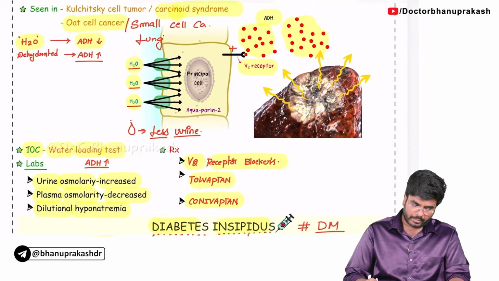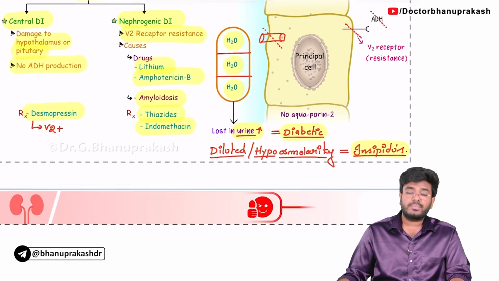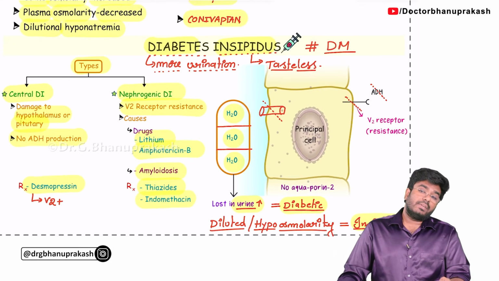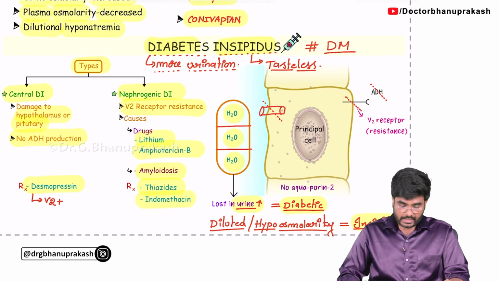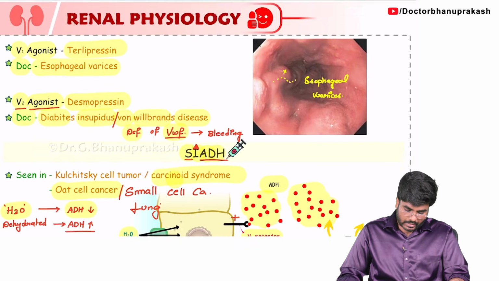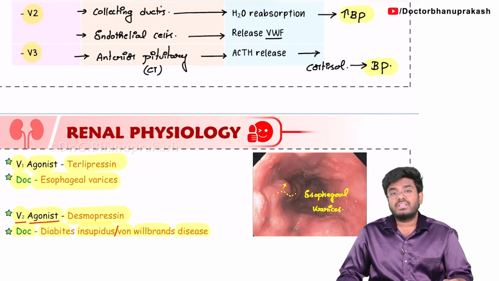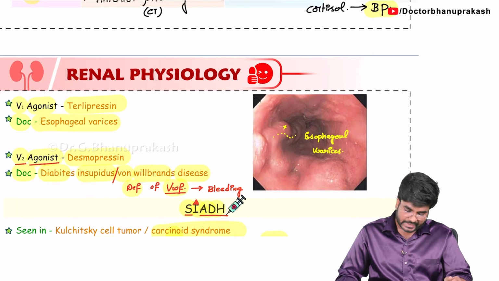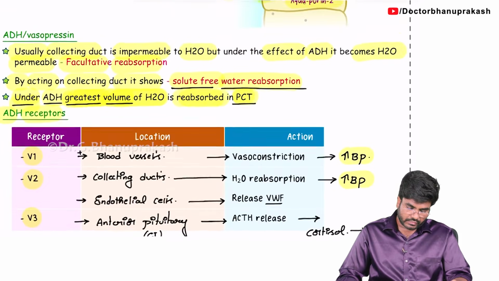So, as a recap, diabetes insipidus. There are two types of diabetes insipidus: central and nephrogenic. Central is treated with desmopressin. Nephrogenic is treated with thiazide diuretics. SIADH is treated with V2 receptor blockers called vaptans. Next up, for esophageal varices, what have we used? Terlipressin. For von Willebrand disease, what have we used? Desmopressin.